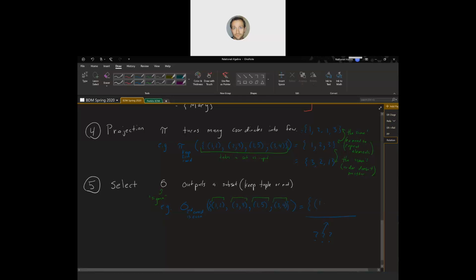So this passes the test. The second coordinate here is even. This does not pass the test. This does not pass the test. This does pass the test. And so you have two tuples that pass the test. Okay, so that's a select.